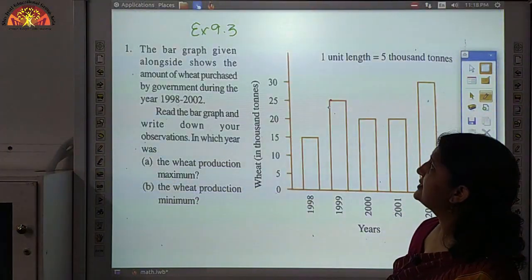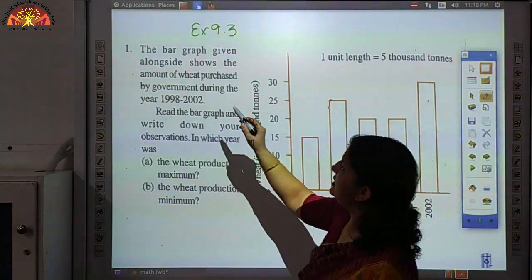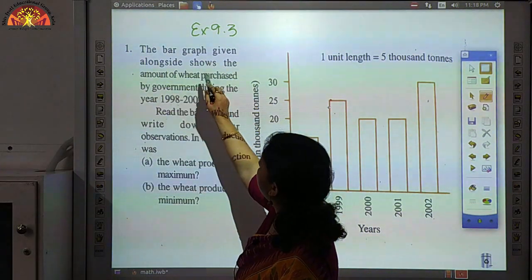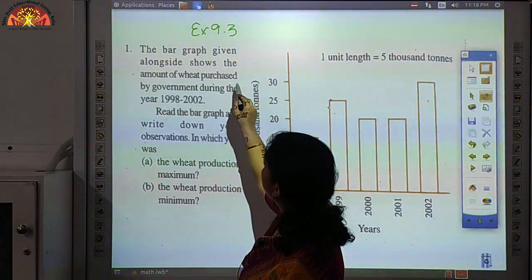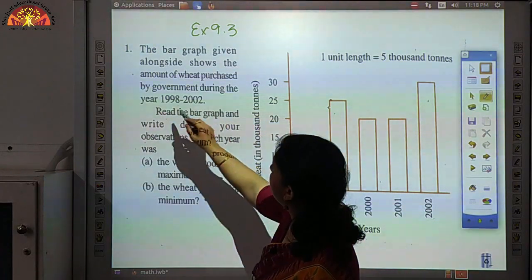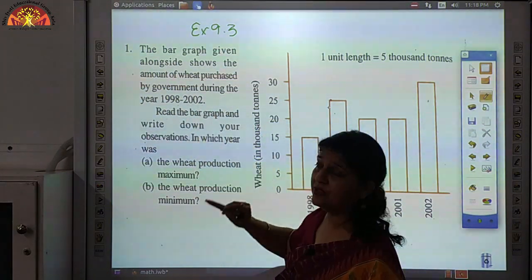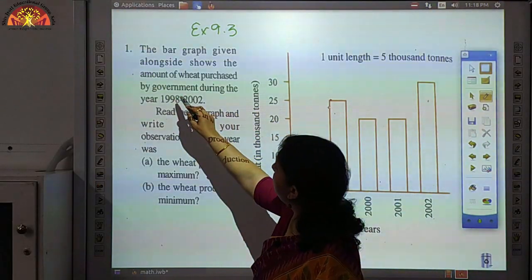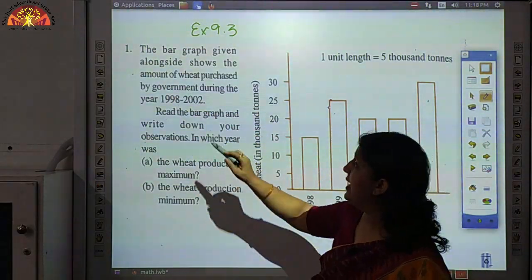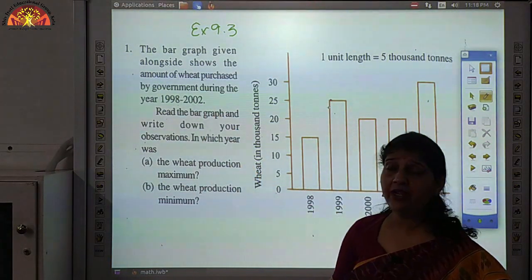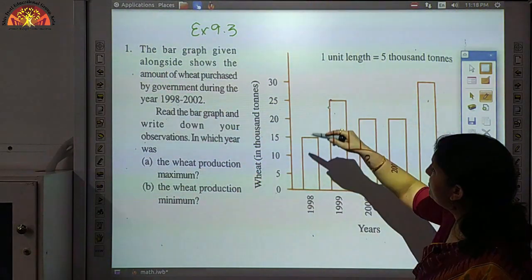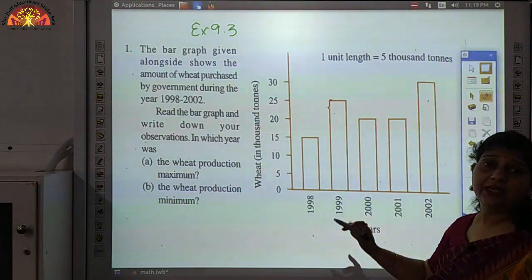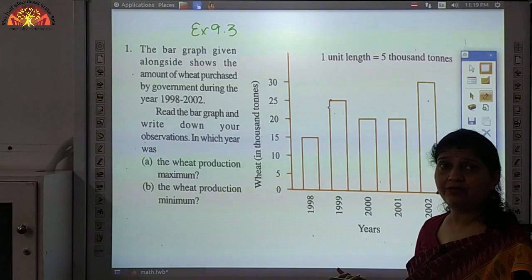Let us start exercise 9.3. In this, we have question number 1. The bar graph given alongside shows the amount of wheat purchased by the government during the years 1998 to 2002. In this bar graph, the information is given about how much wheat the government purchased in which year.